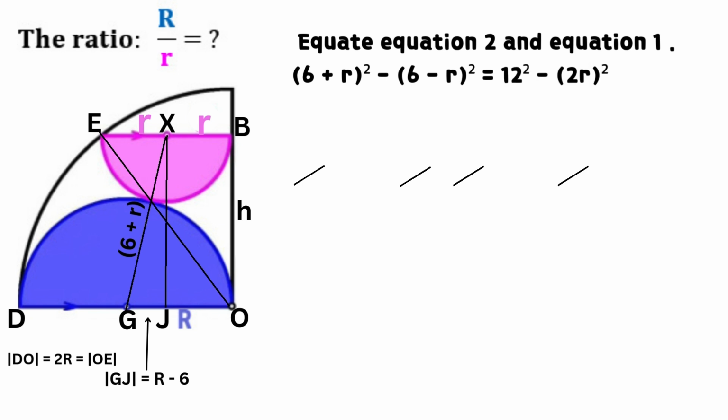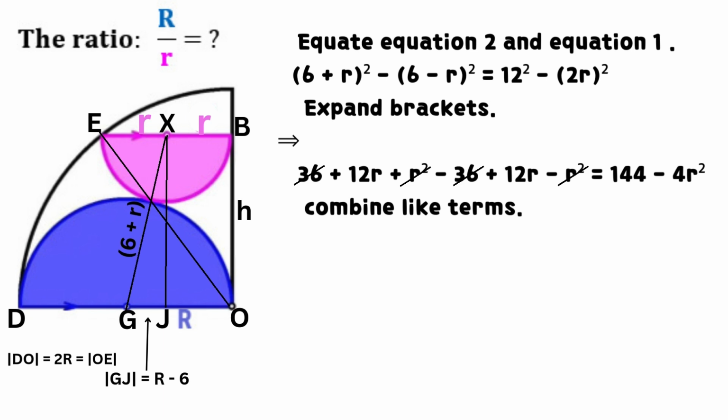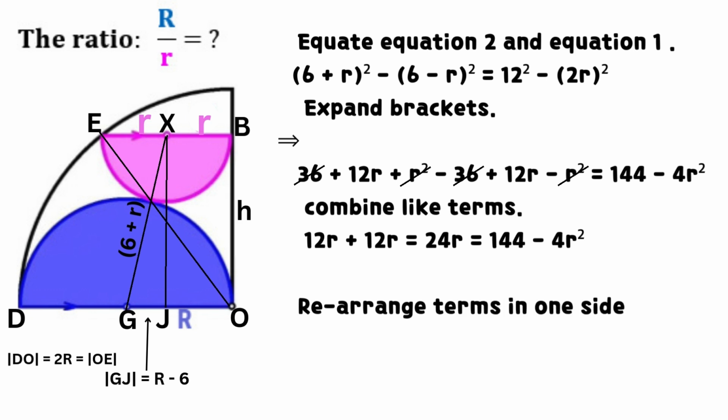Equate equation 2 and equation 1, as shown on the screen. Expand brackets. It implies that 36 plus 12R plus the square of R minus 36 plus 12R minus the square of R equals 144 minus 4 times the square of R. Combine like terms. We have that 12R plus 12R equals 24R, which equals 144 minus 4 times the square of R.